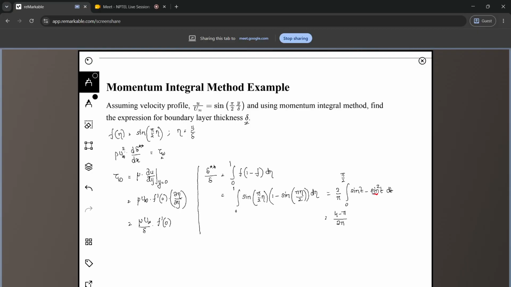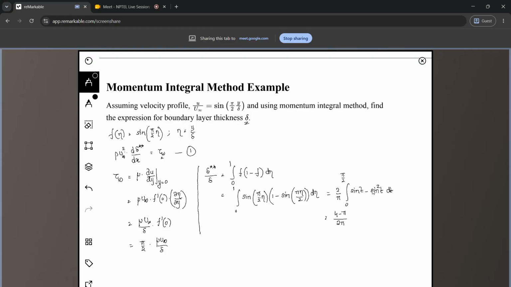Yeah, basically take sin squared t as (1 minus cos 2t) by 2, and then you apply the integration, then you will get this step. Similarly, here, f prime of 0 is the derivative of this, pi by 2 times this one. This will give me pi by 2 times mu infinity by delta.